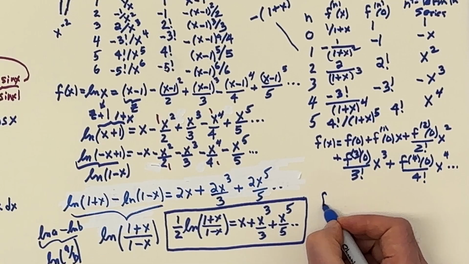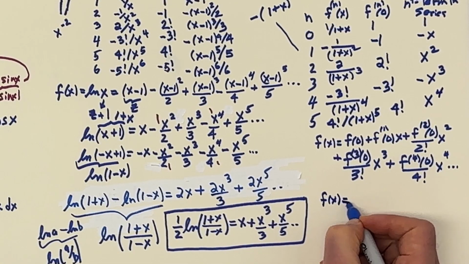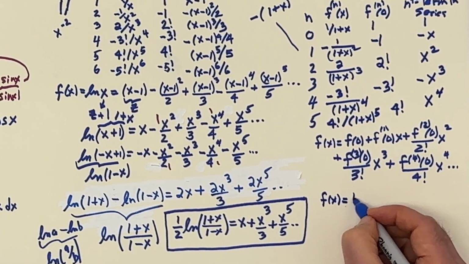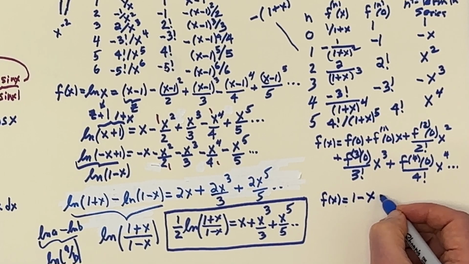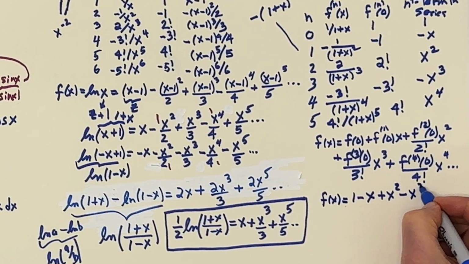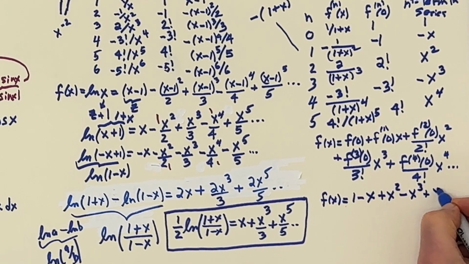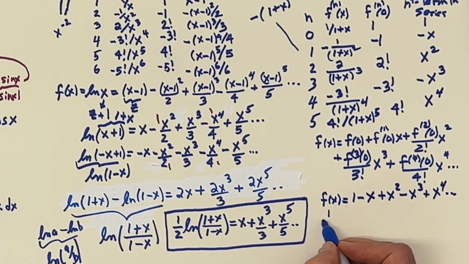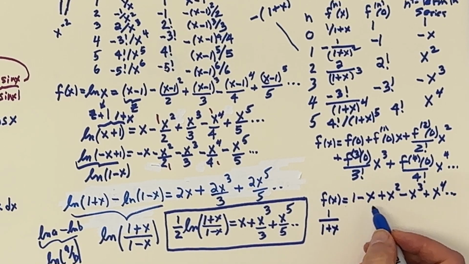So what you're going to have here then for this function would be, you just add these up. 1 minus x plus x squared minus x cubed plus x to the 4th, and so on. And this is 1 over 1 plus x.